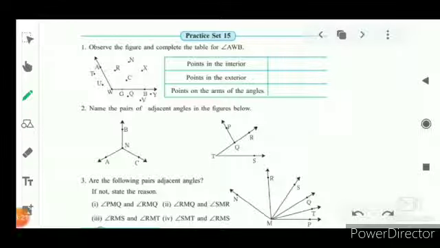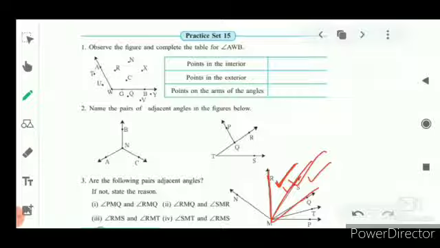The next is angle RMQ and angle SMR. Yes, the interior of RMQ is this whole part, and angle SMR has the interior. This means the interiors of both the angles are not separate. The interior of angle RMQ collapses with the interior of the angle SMR. So here this is not the adjacent pair of angles.